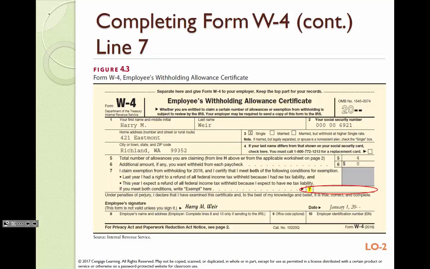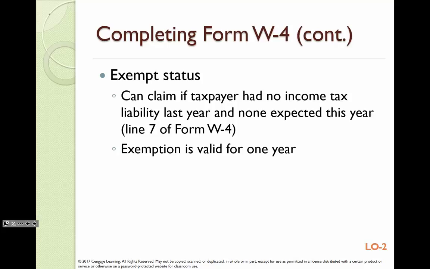Now, the next thing is this box 7. You can only claim box 7, which says, I claim exemption from withholding, and I certify I meet both of these conditions. In other words, do not withhold any income tax from my check because I'm certifying that last year I had a right to a refund of all my federal income taxes. In other words, I had zero taxable income, and this year I expect the same thing to happen.